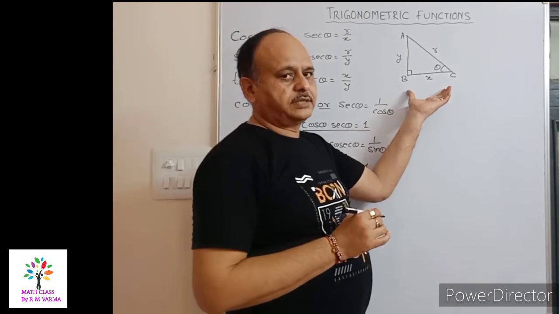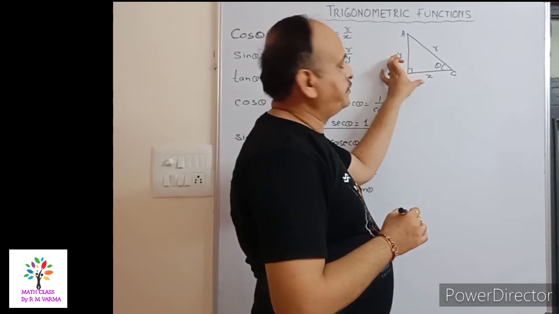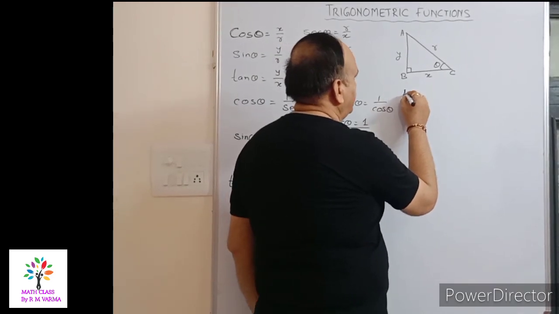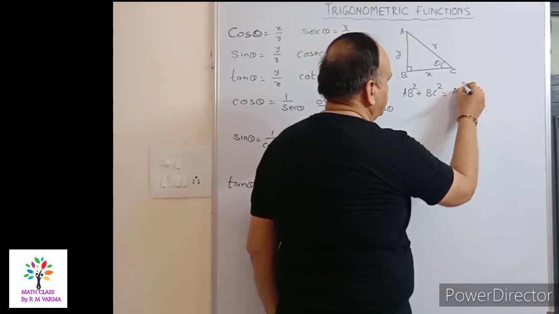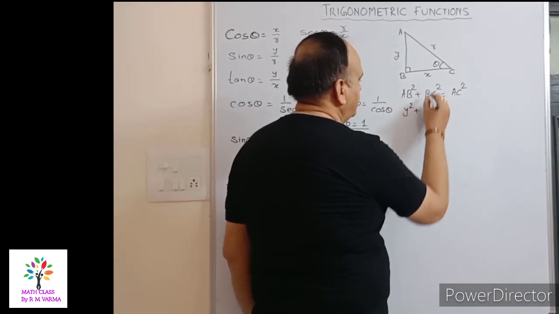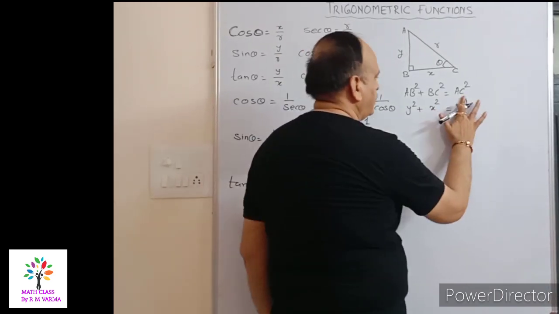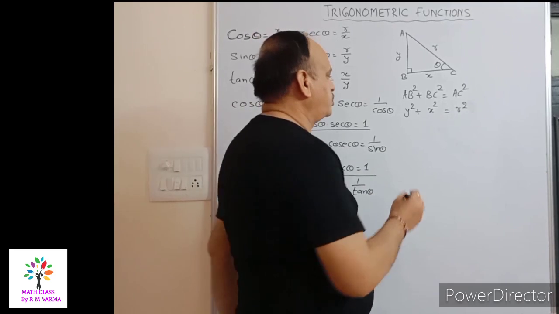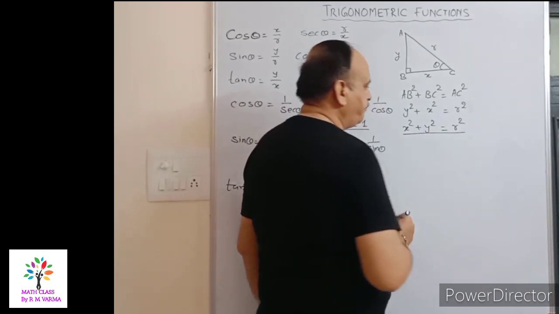Now the Pythagoras theorem, as we know, says the sum of the squares of the sides of the triangle is equal to the square of the hypotenuse. That is, AB square plus BC square equals AC square. This is the Pythagoras theorem. Now we can write y square plus x square equals r square. As it is an addition, we can write x square plus y square equals r square. All are the same thing, right?